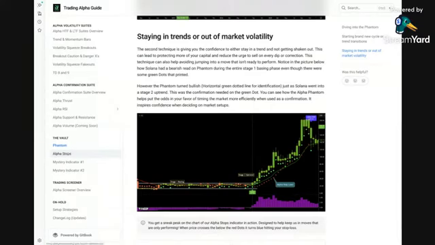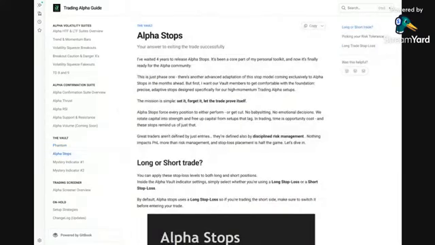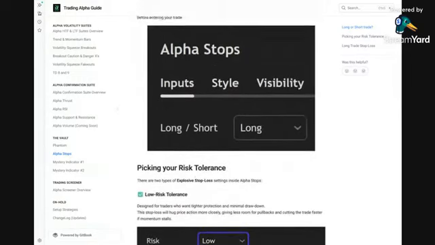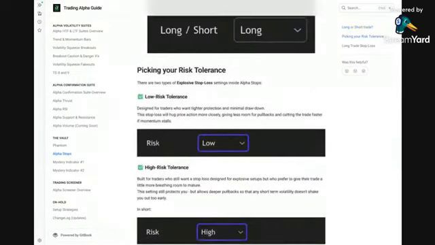Okay, moving on here to the stops, guys, because I want to get onto the lesson. Stop losses, we go over how to choose a long or short trade. I'll show you that here in a minute. We go over our risk tolerance. I showed you that there are 2 profiles, a low risk tolerance.